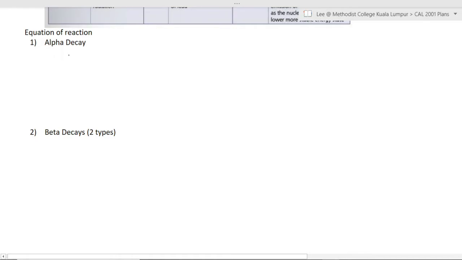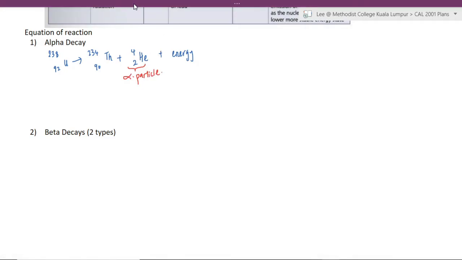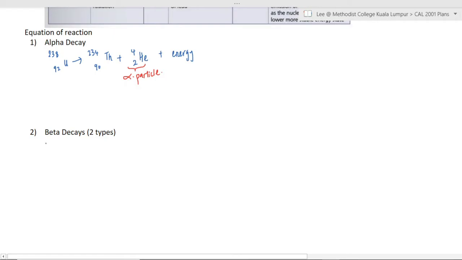I'm going to start off the equation with alpha. Let's say you have a parent nucleus of uranium-238 with proton number 92, and you are converting it into thorium-234 with proton number 90 plus helium-4 with proton number 2. Note that the numbers are balanced, and this is your alpha particle. Make sure to balance both your proton number and your nucleon number.